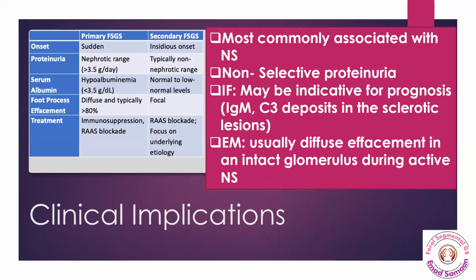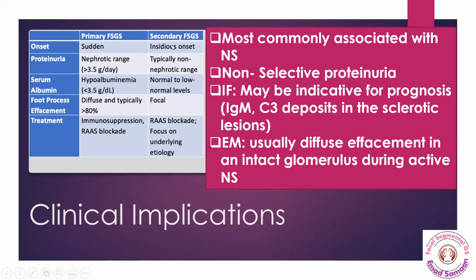The clinical implication, this form is most commonly associated with nephrotic syndrome, non-selective proteinuria. The immunofluorescence may be indicative for prognosis because IgM and C3 deposits and sclerotic lesions may tell me something about the prognosis. And the electron microscopy will usually show diffuse effacement in an intact glomerulus during active nephrotic syndrome, because as I told you, in the electron microscopy, we can't judge the foot process effacement in a sclerosed glomerulus.